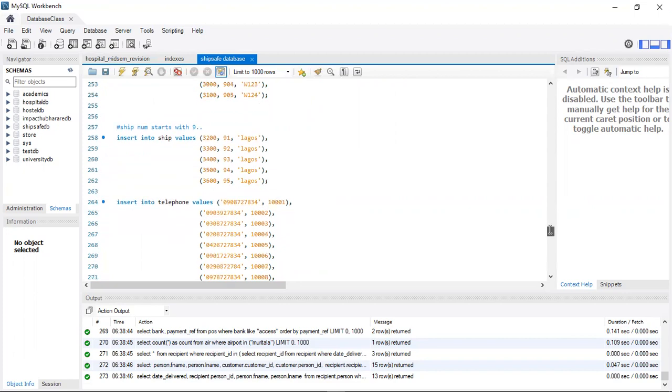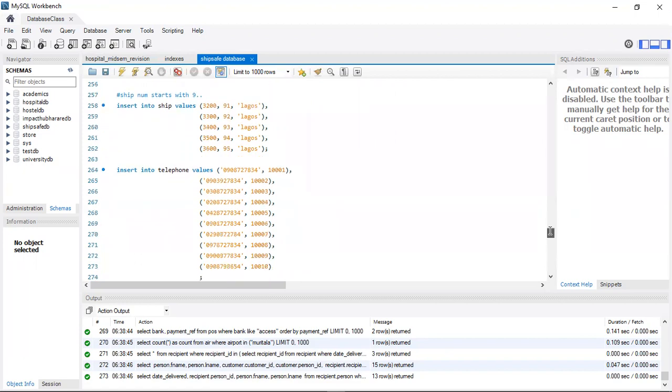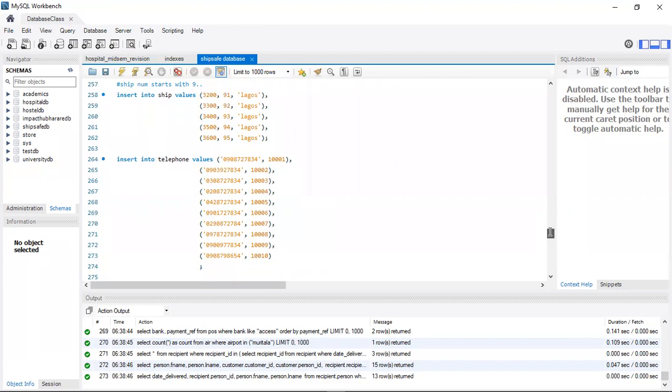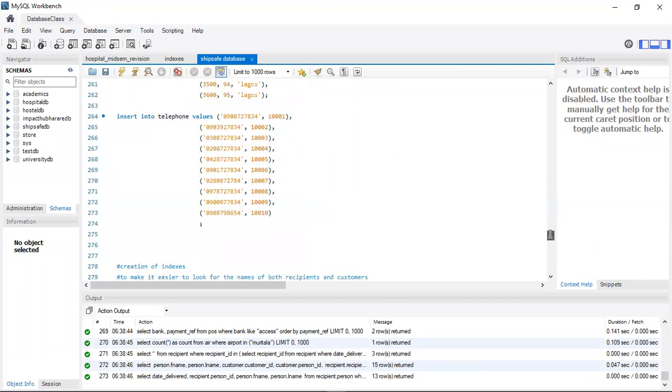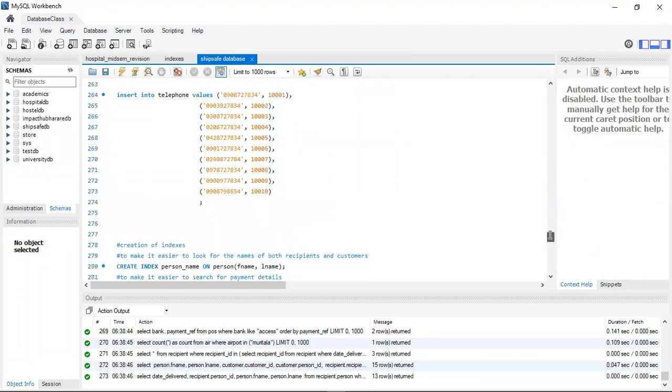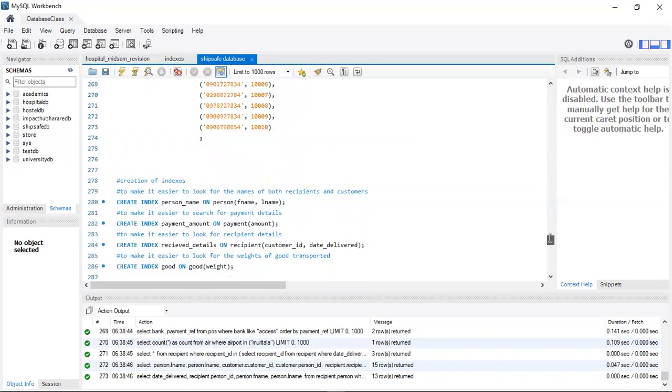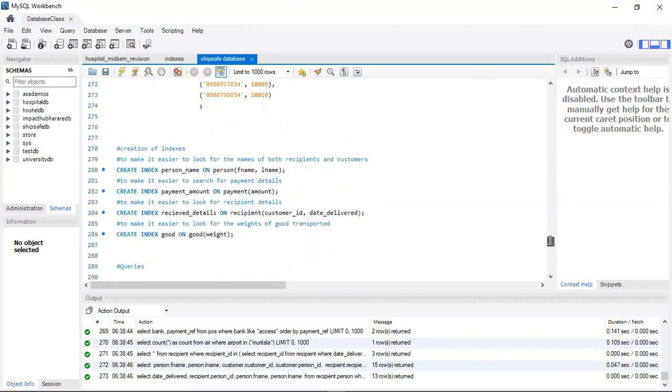Obviously, the ports will be more numerous. And these are the telephone values that are connected to the person ID, which can either be a customer or a recipient. Now, these are my indexes.